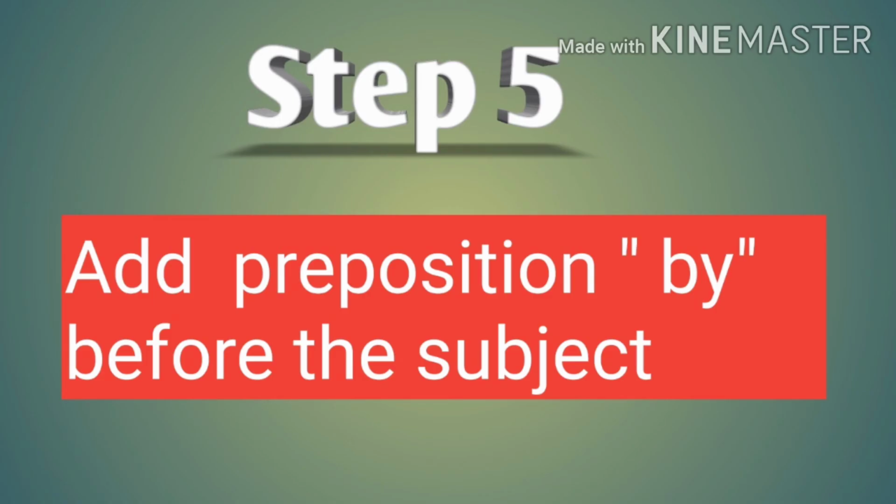Again, we can very clearly understand that it is not a complete sentence. That is the fifth step that we are going to utilize. That is add a preposition by before the subject. So before the subject he, we are going to add by. So now our sentence is the ball was kicked by he.